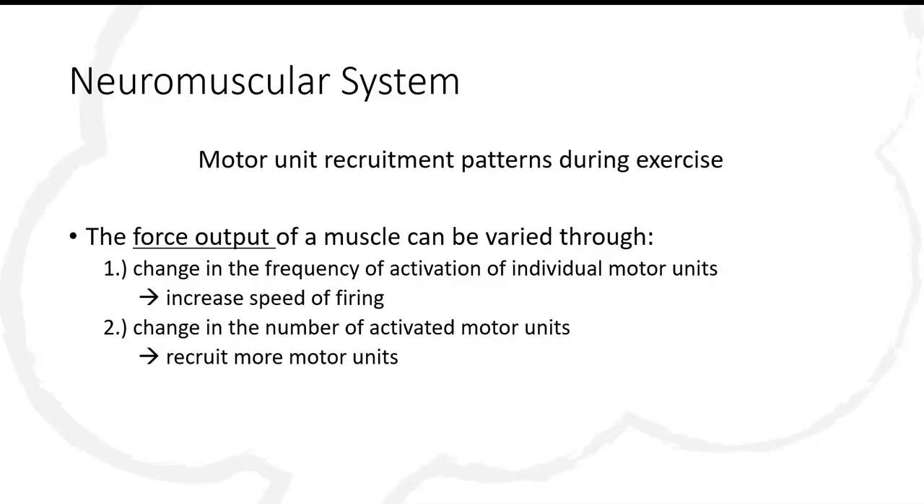Change the frequency of activation, meaning we're going to increase the amount of calcium in the cytosol to engage in more muscular contractions quicker and faster and smooth out a tetanic contraction, or we can change the number of activated motor units. We can recruit more motor units in order to increase force output.